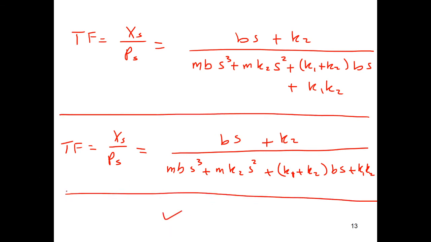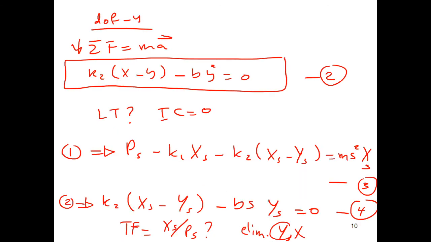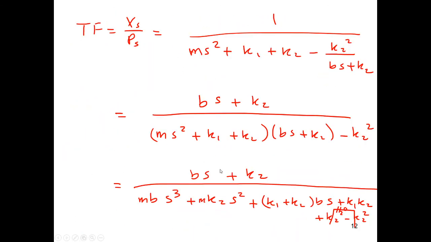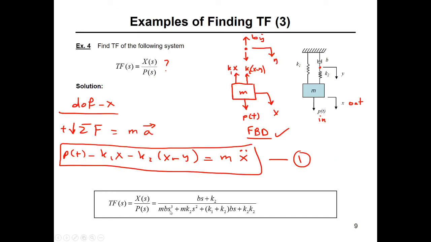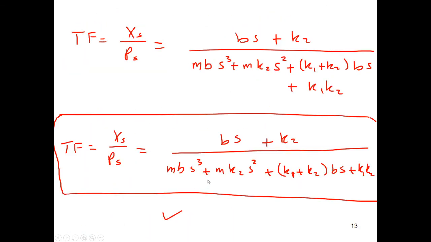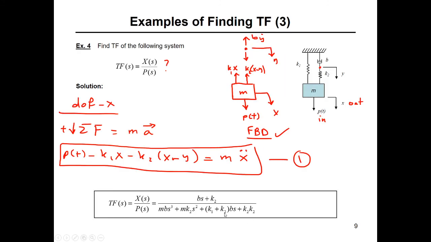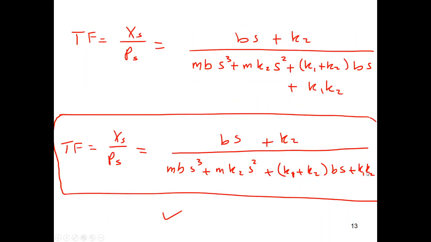This is your transfer function. I hope it's clear. Let me check if it's correct or not. Bs plus k2 on top, mbs cubed, mk2 s square, plus k1 plus k2 bs, yes, correct. And this one, k1, is a typo. It should be k1 k2. It's the same, so it's correct.